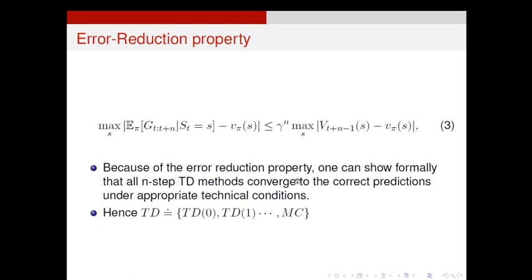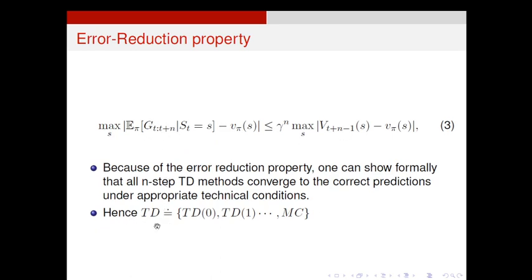Because of the error reduction property, one can show formally that all n-step TD methods converge to the correct predictions under appropriate technical conditions. See, this is our current prediction. Instead of this current prediction, if I am using this n-step return, its maximum error is always less than the current error. So this update never incurs more error in our prediction. So it is better than the existing operation. So this is an averaging operation.